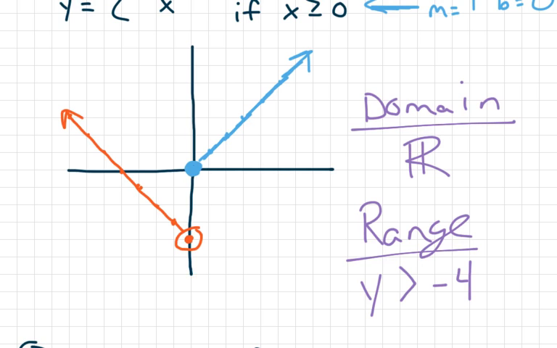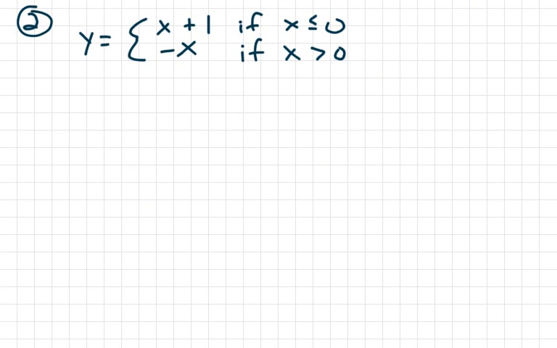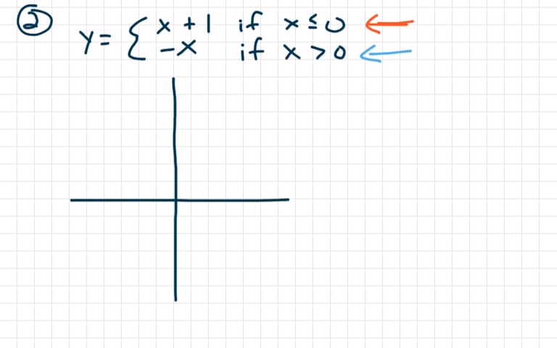Okay, let's try another one. Number 2, y equals x plus 1 if x is less than or equal to 0, and negative x if x is greater than 0. So I've got my x and y axis drawn in. Let's do what we did in the last one. I'm going to do the first function in red. I'll do the second one in blue. So let's go ahead and try this.